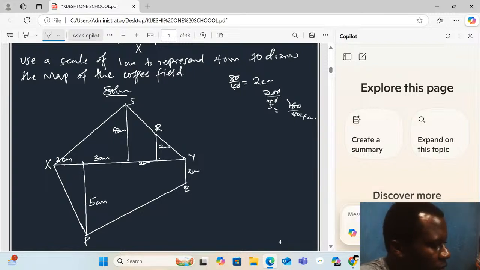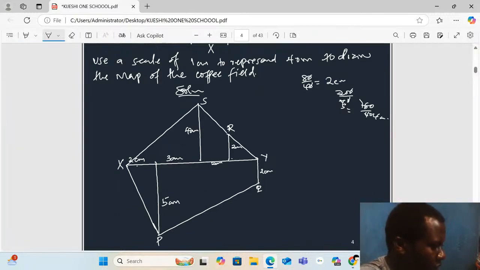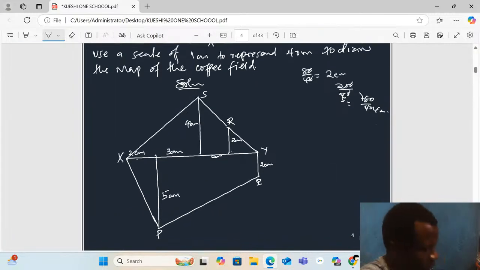That is how you will have finished drawing your field. So that field now is drawn to scale, as you can see. From X to Y, it's a total of 360 meters. And you've drawn to scale, as you can see.